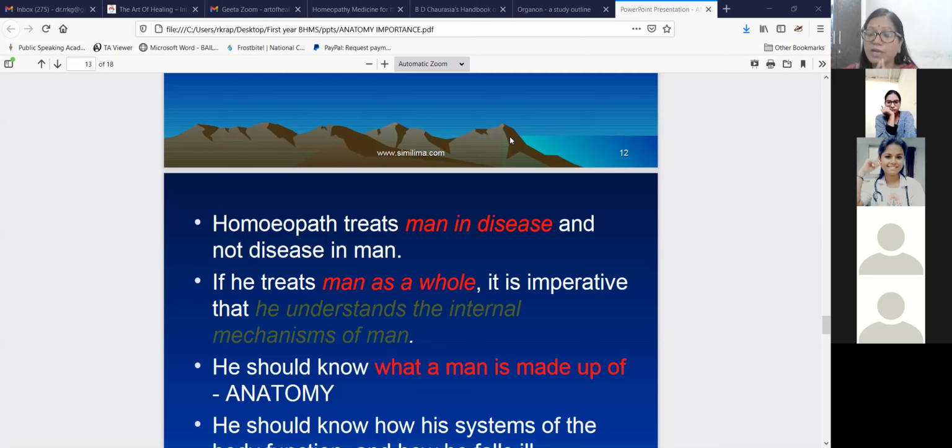Our fingerprints also tell us that if you compare the fingerprints of two persons, they will not be the same. Okay, iris image is also not the same. Okay. So no two people are the same. In the same way we consider individualism. Okay. So depending on the individualism we give the medicines.